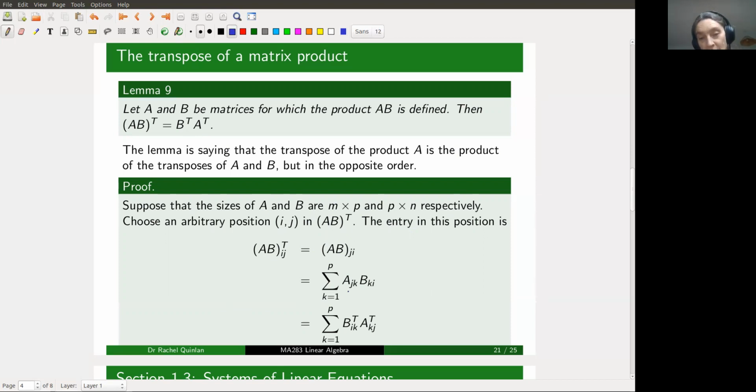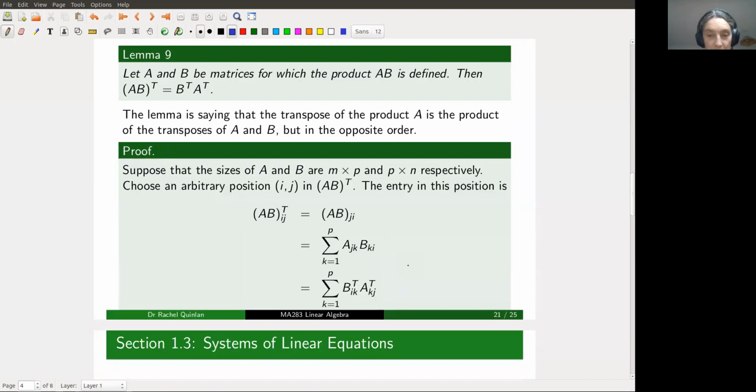It's the sum over all the entries in row j of A, which go Aj1, Aj2, and so on, each multiplied by the corresponding entry of column i of B, which is B1i, B2i, and so on. Okay, so this relates the ij entry of (AB) transpose to entries of A and entries of B. We want to express the entries of (AB) transpose in terms of the entries of B transpose and A transpose. So we have to rearrange the right-hand side here so that it refers to entries of A transpose and B transpose rather than A and B themselves.